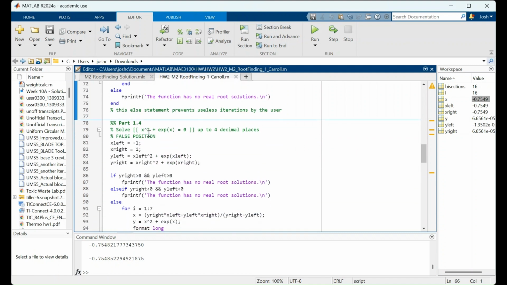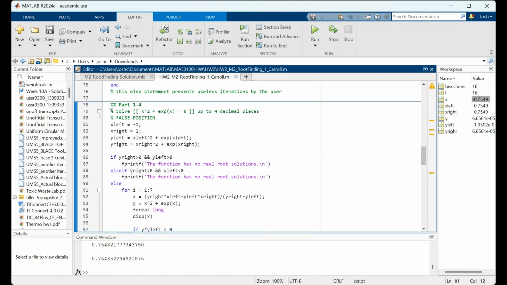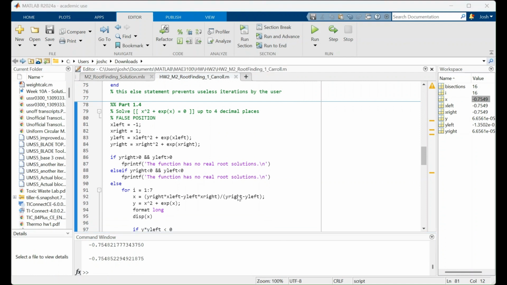All right, part 1.4. What time am I at right here? 5 minutes, okay.